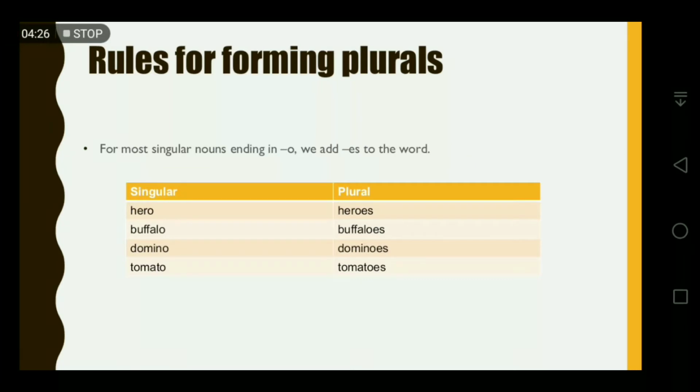For most singular nouns ending in o, we add es to the word, like hero, heroes, buffalo, buffaloes, domino, dominoes, tomato, tomatoes, potato, potatoes. Okay, when nouns end in o, then we can add es to change singular to plural.